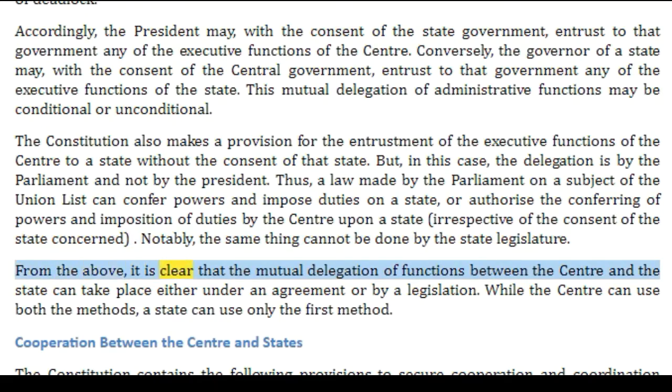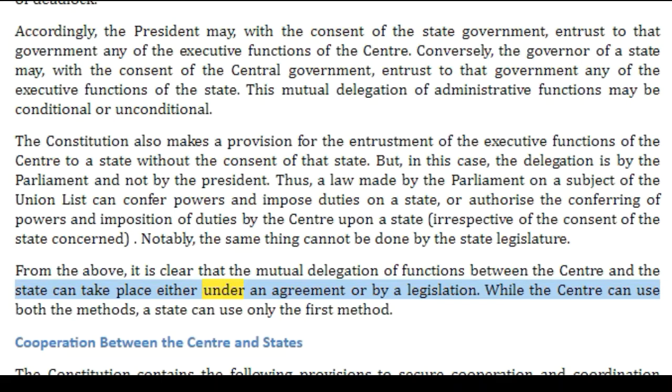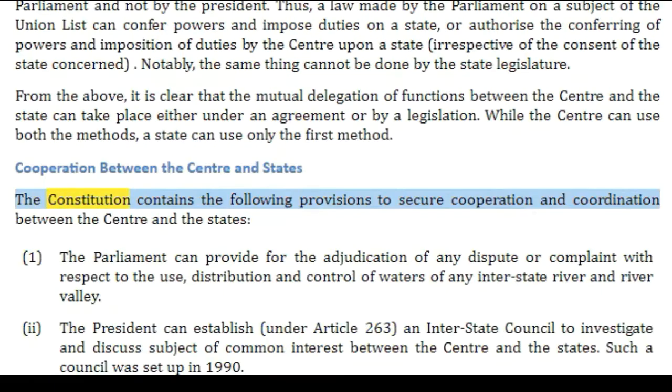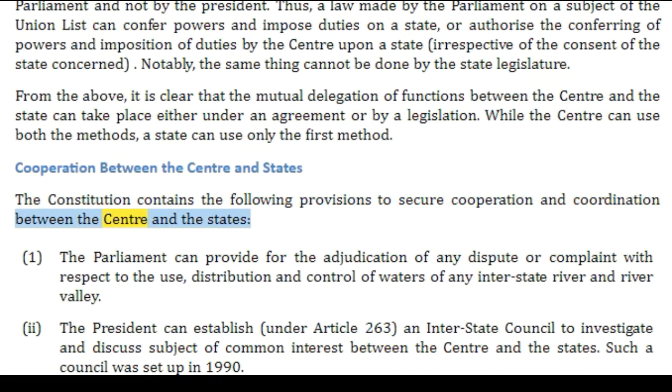From the above, it is clear that the mutual delegation of functions between the center and the state can take place either under an agreement or by a legislation. While the center can use both the methods, a state can use only the first method. Cooperation between the center and states. The Constitution contains the following provisions to secure cooperation and coordination between the center and the states.